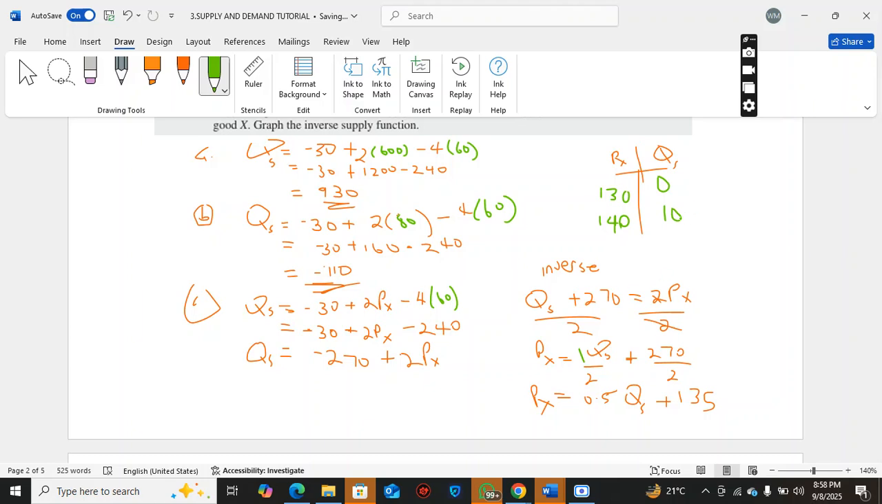If Qs equals 20, 20 times 0.5, that is 10. 10 plus 135, 145. And you can graph. You're just finding values of Qs.